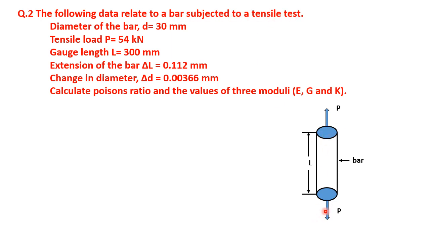So this is the bar which is subjected to a tensile force, that is denoted by the term P. So here it's given the diameter of the bar D is 30 mm. So this is the diameter of the bar which is 30 mm. And this load which is acting here is 54 kilonewton and gauge length L. So this L value is the length of this bar, 300 mm. So here the extension of the bar delta L.